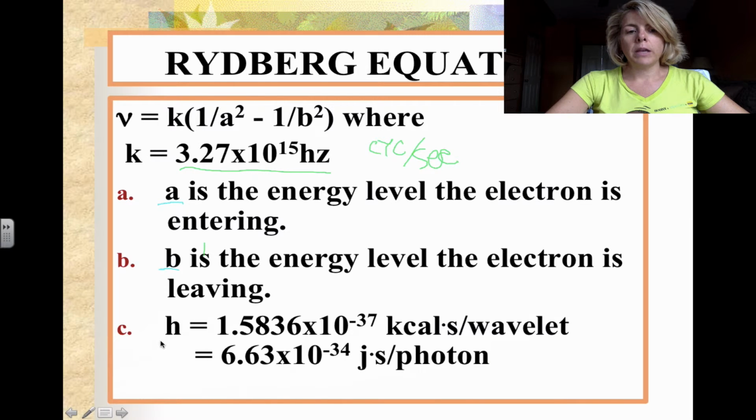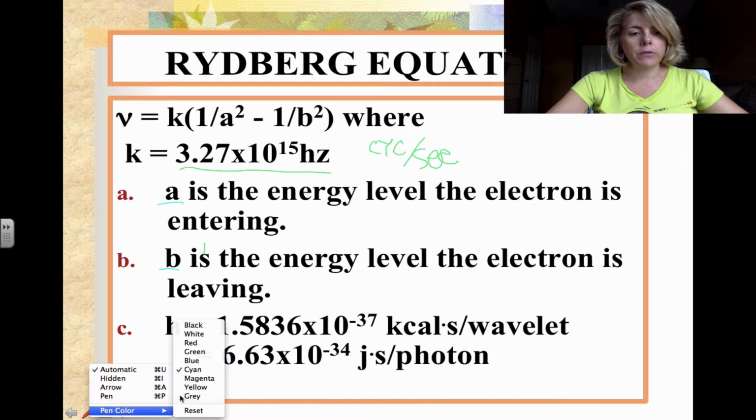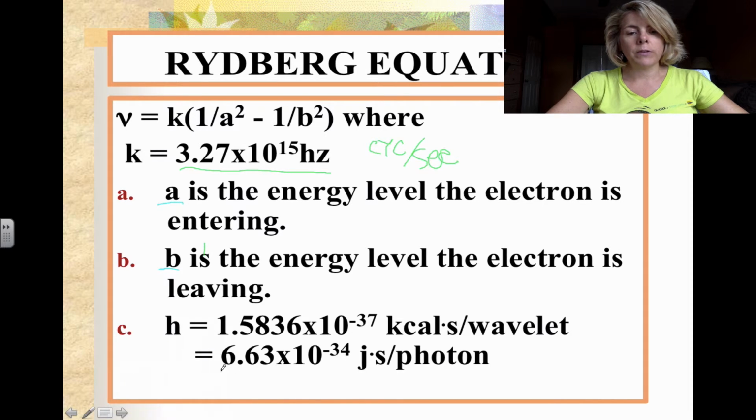And then lastly, we have Planck's constant. So you're going to be doing some energy calculations. And once again, you need to know the Planck's constant, and that will be given to you. You will not have to memorize that.